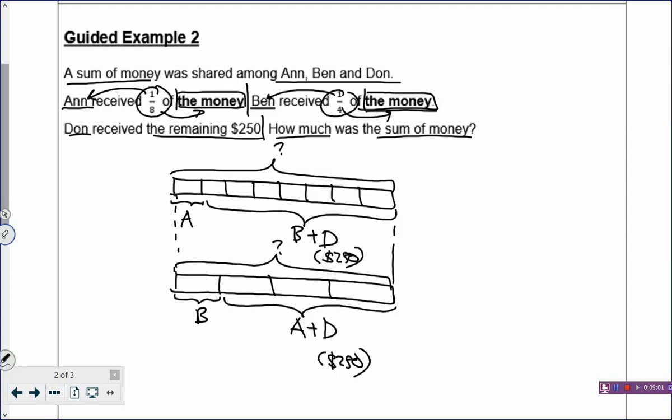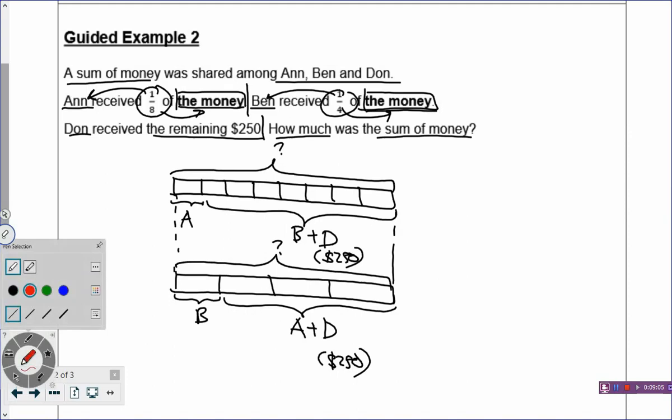So what do we do next? Quite simple. If you drop down the model, it means that the model on top and the model below are the same. They are equal. So there are 8 boxes in the model above.